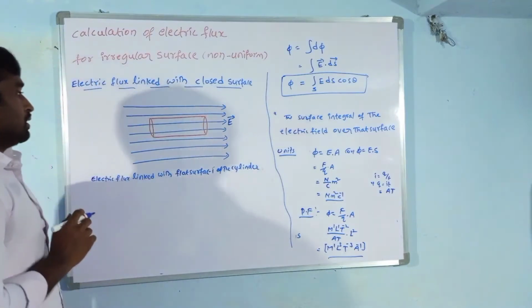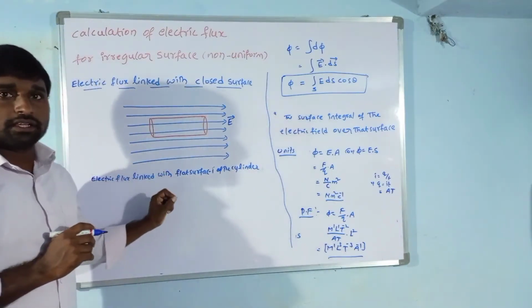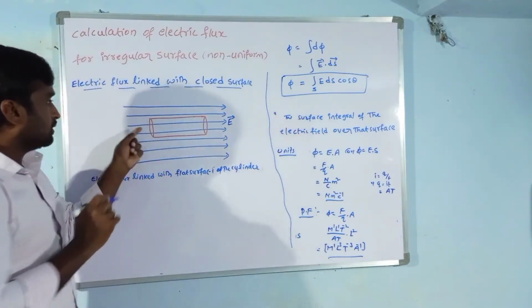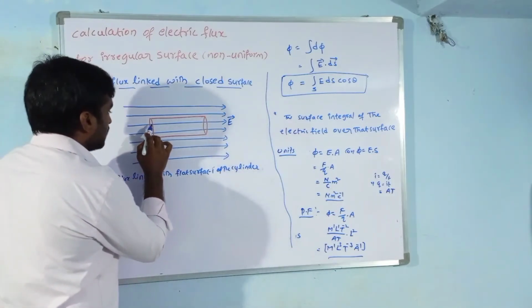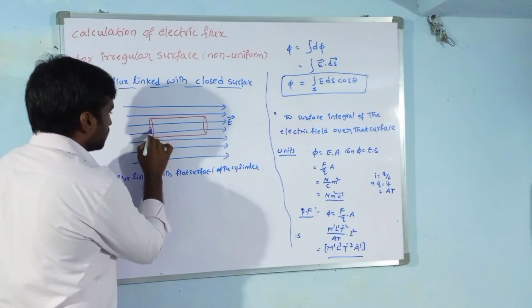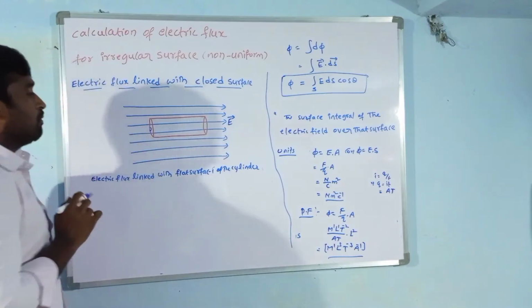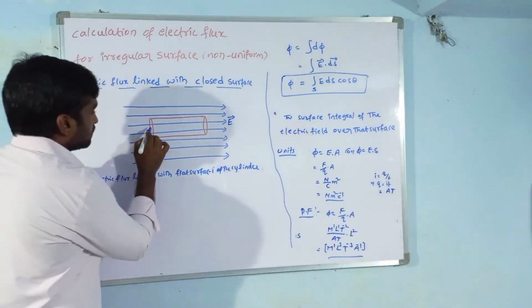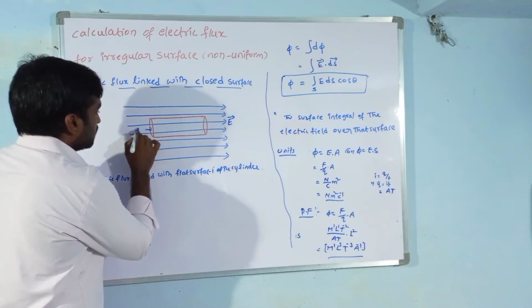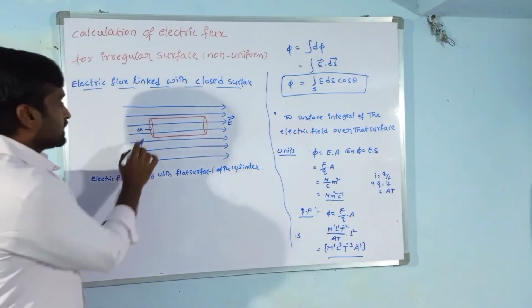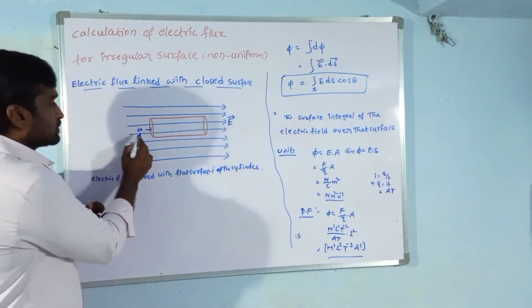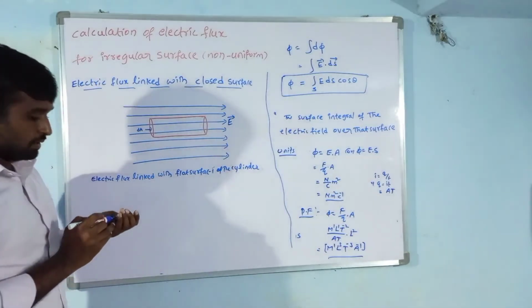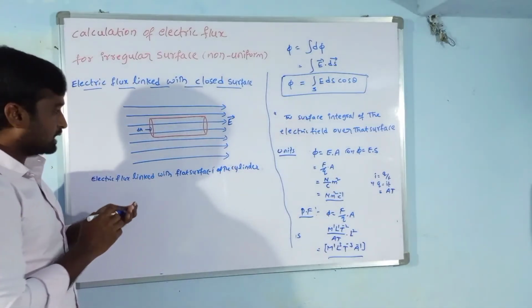Now in order to find the electric flux of the flat surface 1, let's consider a small area element. So this is the small area element. Now what is the area? I am taking dA. So let's consider a small area element on the flat surface. What is the area of that? dA.